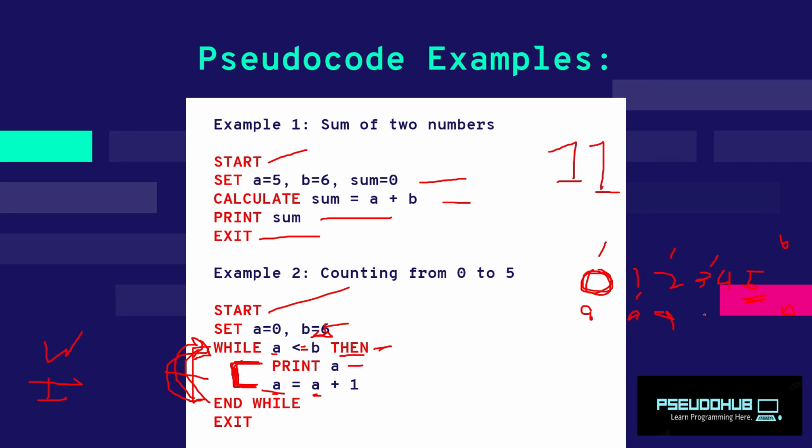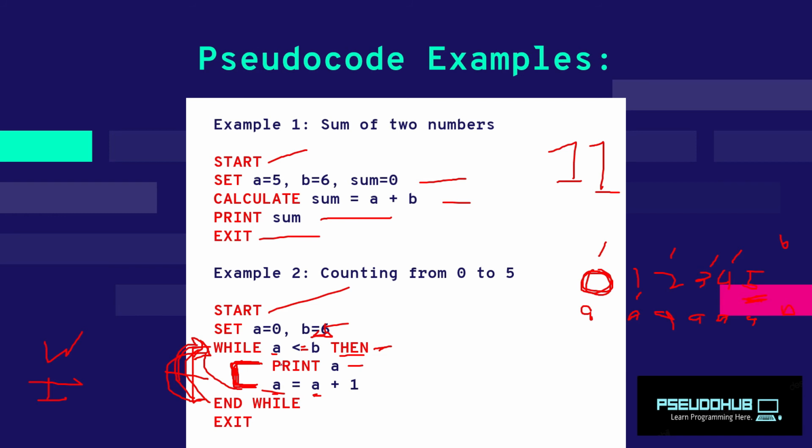And then, wait lang. This time, this A is 3. So 3 plus 1 becomes 4. Back to the top again. So, 4 less than or equal to 5. So it will print 4. Then 4 plus 1 becomes 5. So back to the top again.